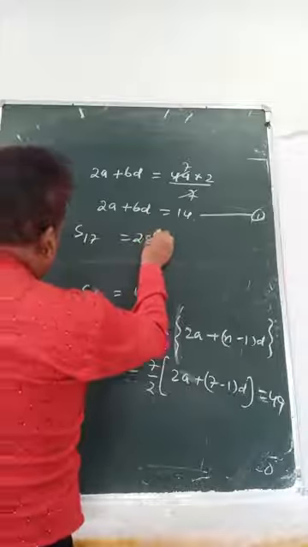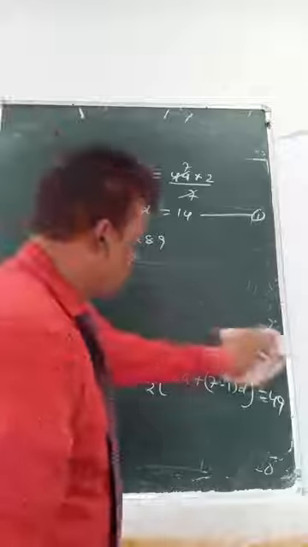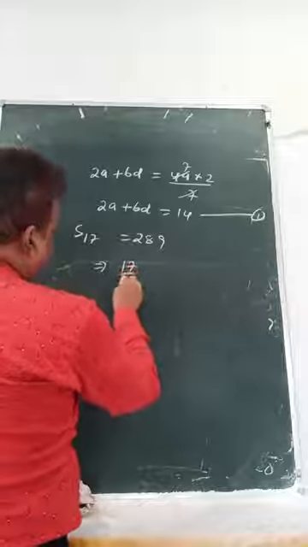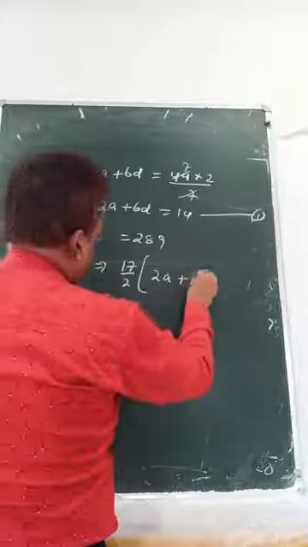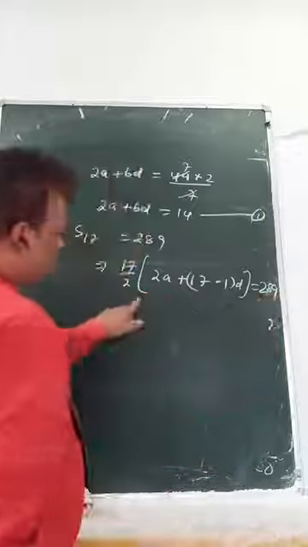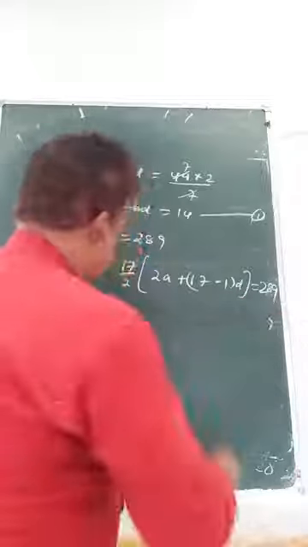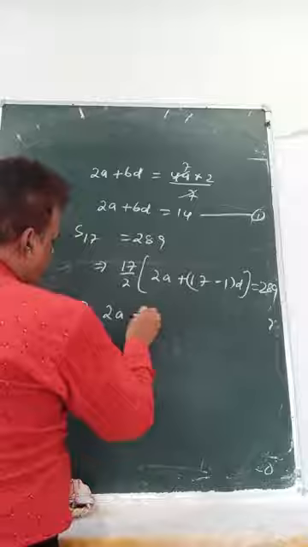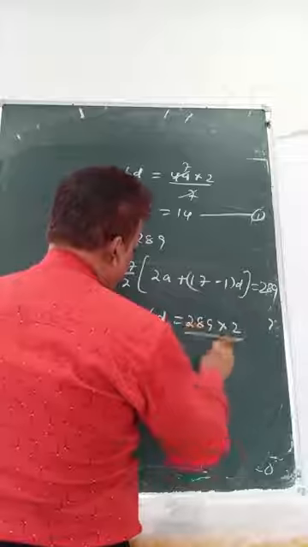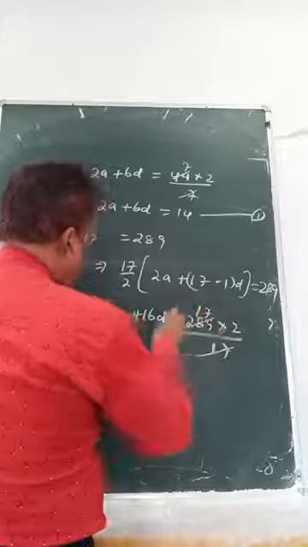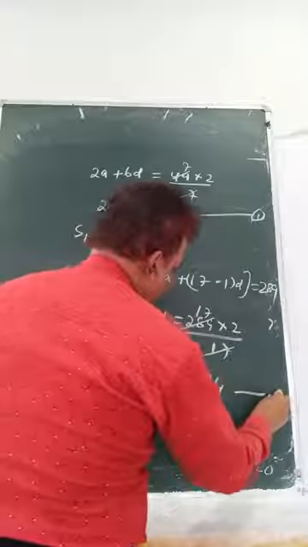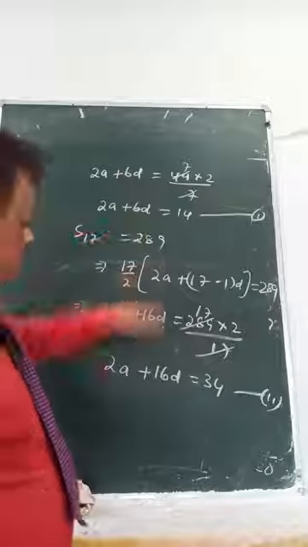Then S17 is 289. Same formula. 17 by 2 into 2a plus 17 minus 1 into d is 289. This will go up, this will go down. 2a plus 16d equals 289 into 2 by 17. 17 goes away. So 2a plus 16d equals 34, equation number 2. So solve 2 and 1 together.